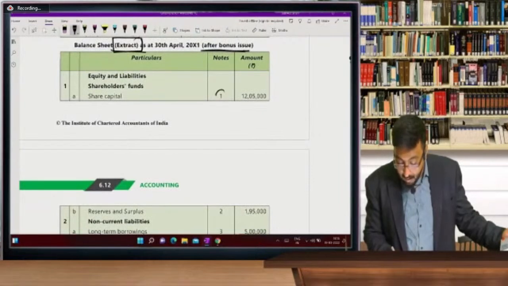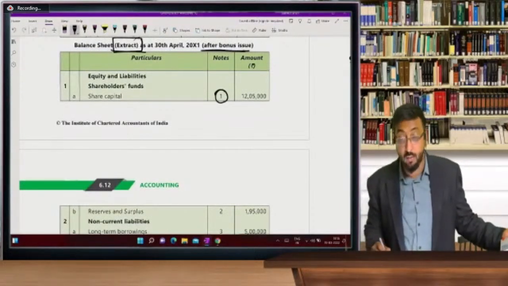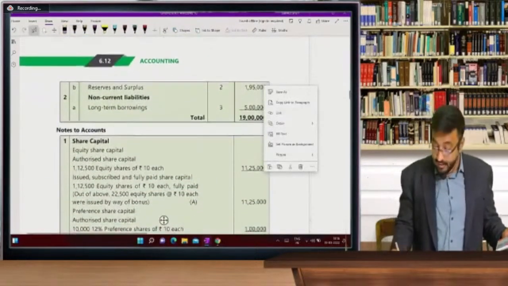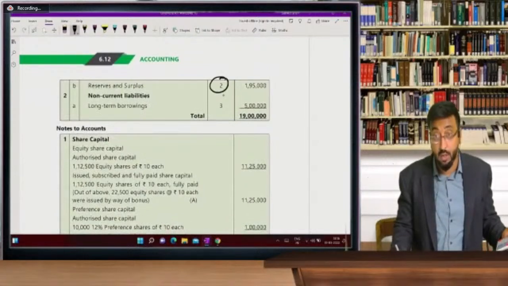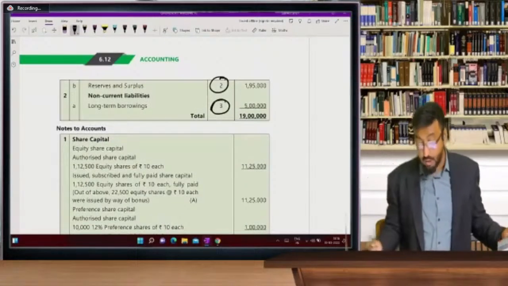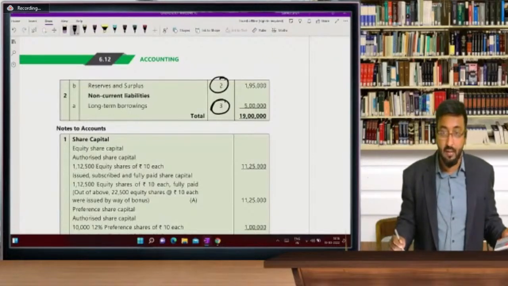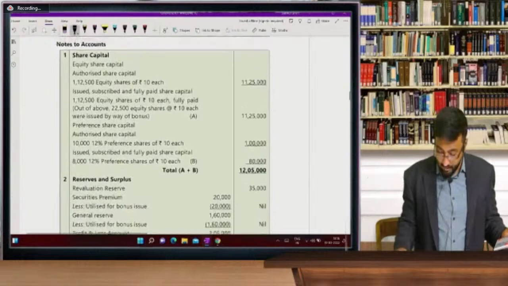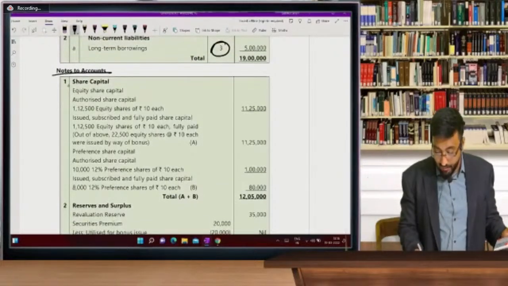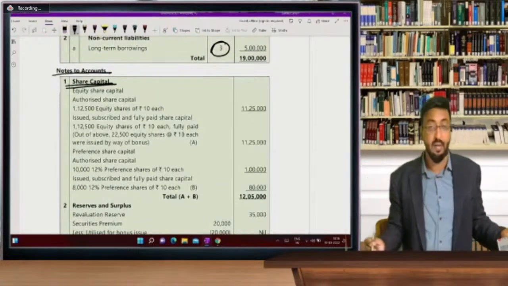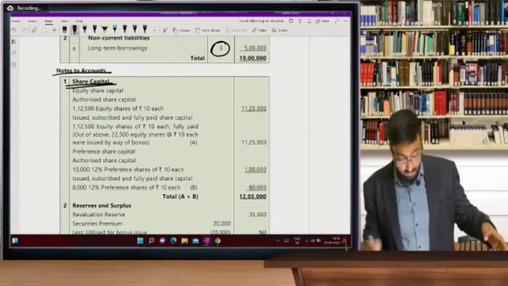Share capital, we are going to write a note for that, note number 1. Reserves and surplus, we are going to write note number 2. And long-term borrowings, note number 3. Now, authorized capital, we will write authorized capital under that share capital. Now, notes to accounts are very, very important.